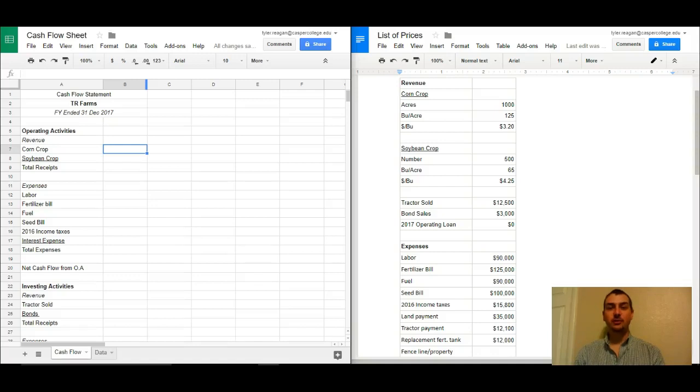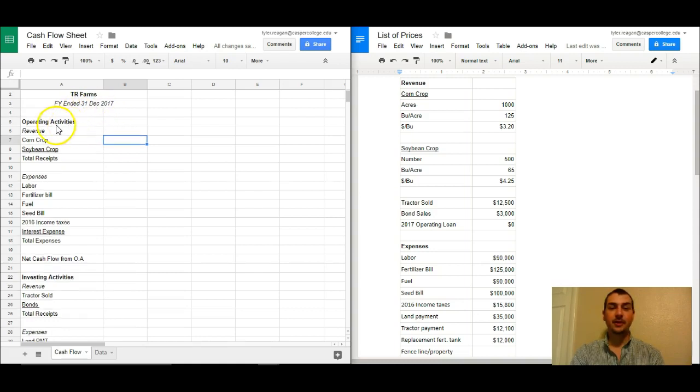So in the last video, we talked about how a cash flow statement is set up. In this video, we're actually going to perform the calculations that go into a cash flow. And as you can see, we have the cash flow statement right here on this Google Sheets, where it says cash flow statement, the name of the operation, where it says fiscal year ended December 2017, saying that this is for the 2017 operating year.